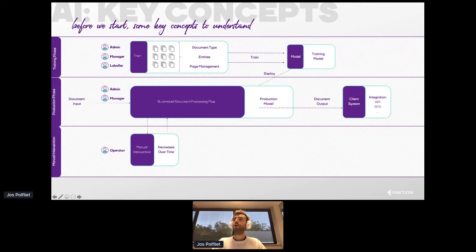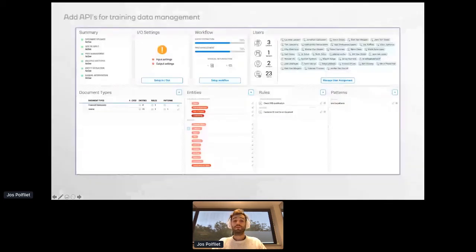And that structure of your model are things in this example, but for you it will be different. In this example, it's like document types, it's entities, it's how to deal with page management. And then you train that model and then you can deploy that model. So we built a user interface around it because we want to expose it to business users. But in the backend, it's all just APIs.